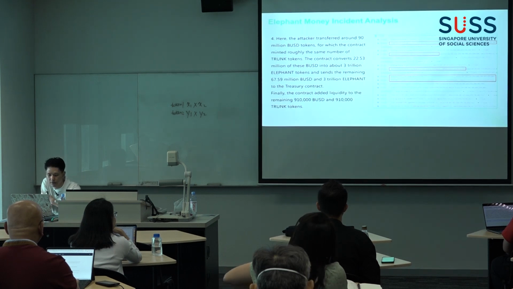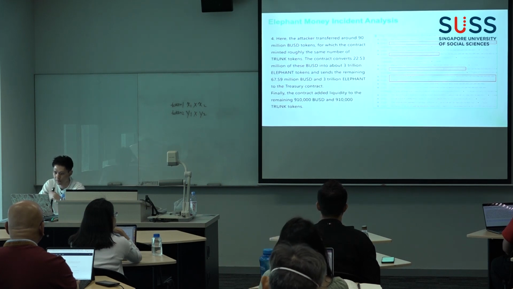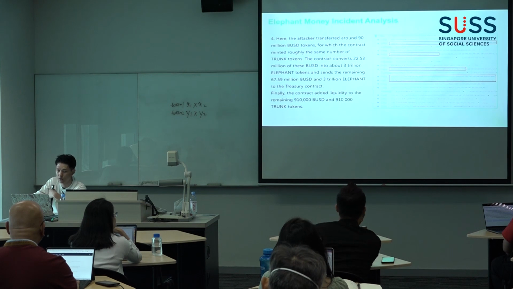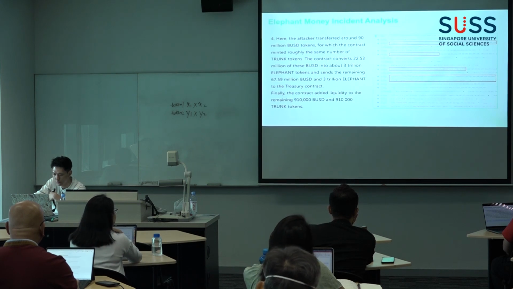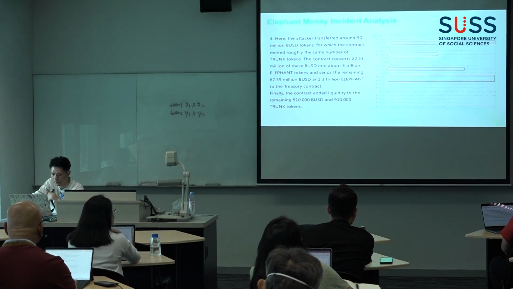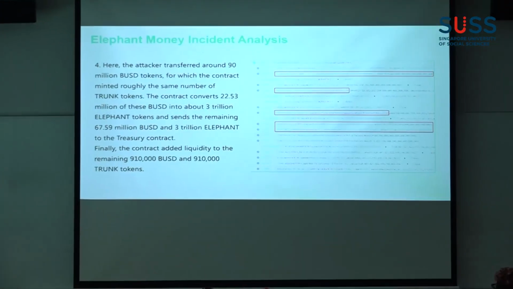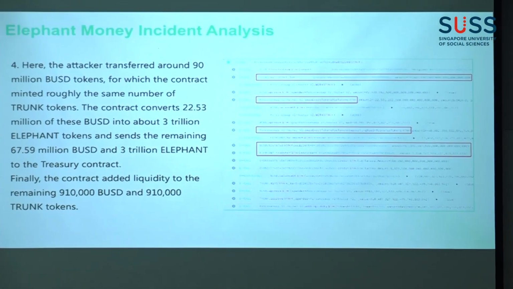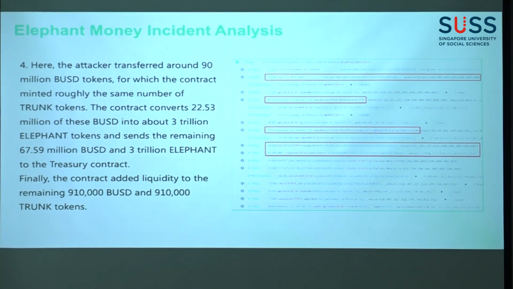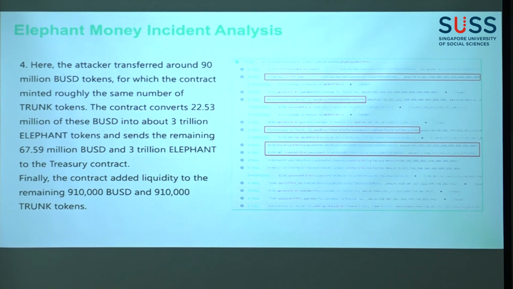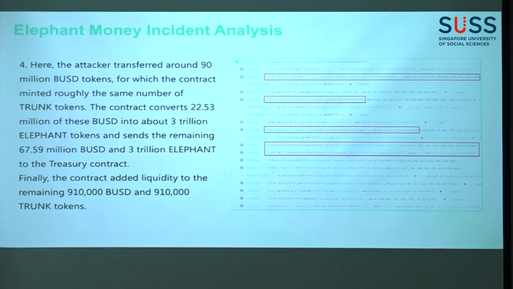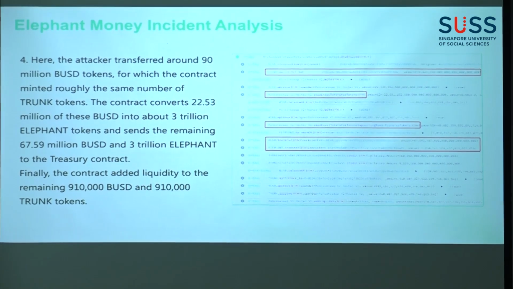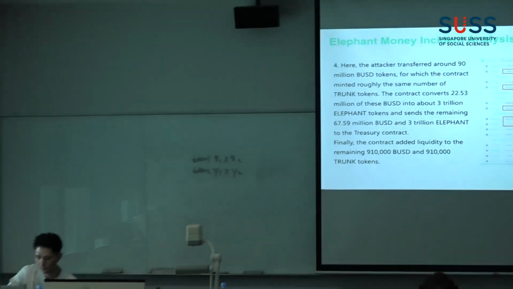So afterwards, the attacker transferred 90 million BUSD tokens, and the contract minted roughly the same number of trunk tokens, because trunk is supposed to be a peg of BUSD. The contract then converts 22.53 million of these BUSD into about 3 trillion elephant tokens, and then sends the remaining BUSD and elephant to the treasury contract. And this contract will add liquidity to the remaining BUSD and the trunk token. So this will be clear if we read their documentation and understand their business logic.